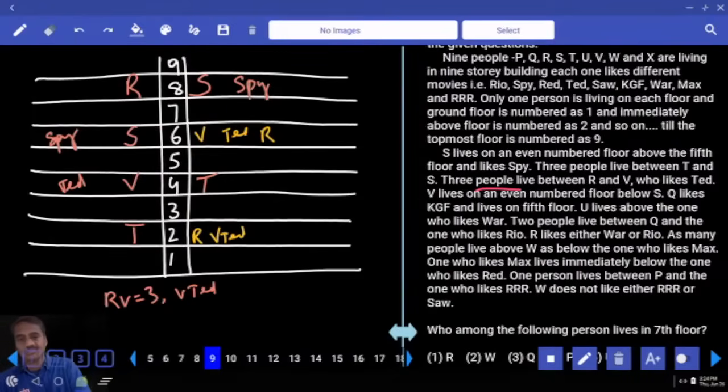R and V must be on even number floors, on 2 and 6. Done with this? Then all the even number floors are completed. And V lives on an even number floor below S.